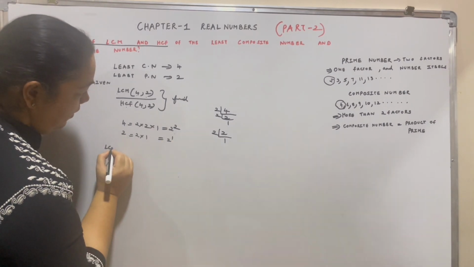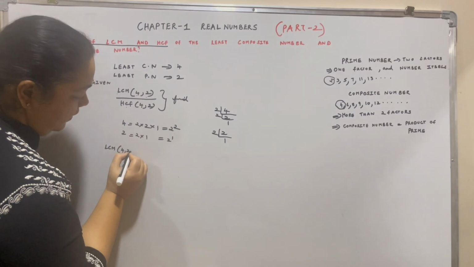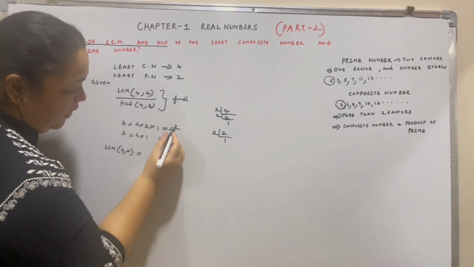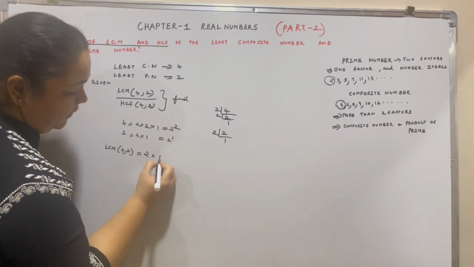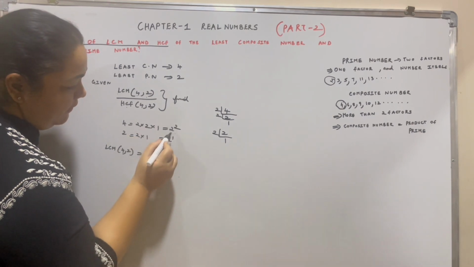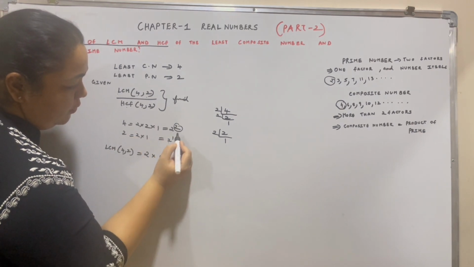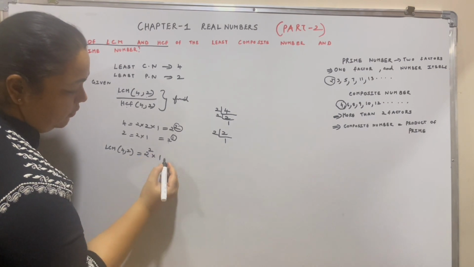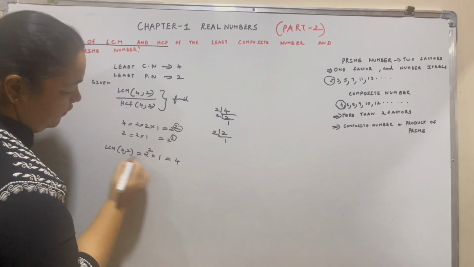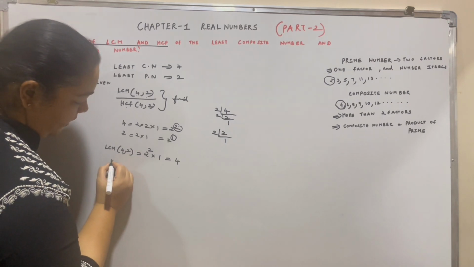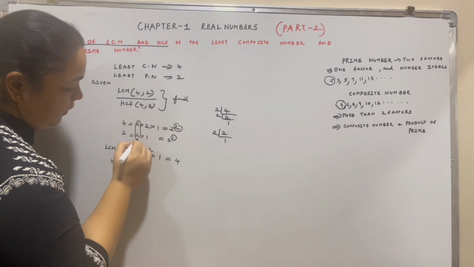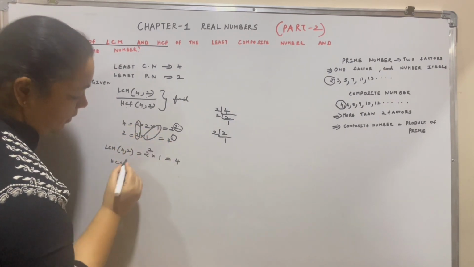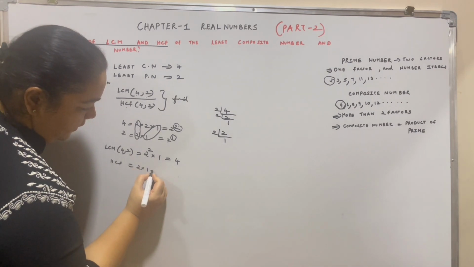So the LCM of 4, 2 will be: you have to write all the individual numbers. What all individual numbers are given? 2 is given. What is the highest power between 2 and 1? 2. So 4 is the LCM of 4, 2. And for HCF, what is common here? 2 to the power of 1 is common. So the HCF is 2.